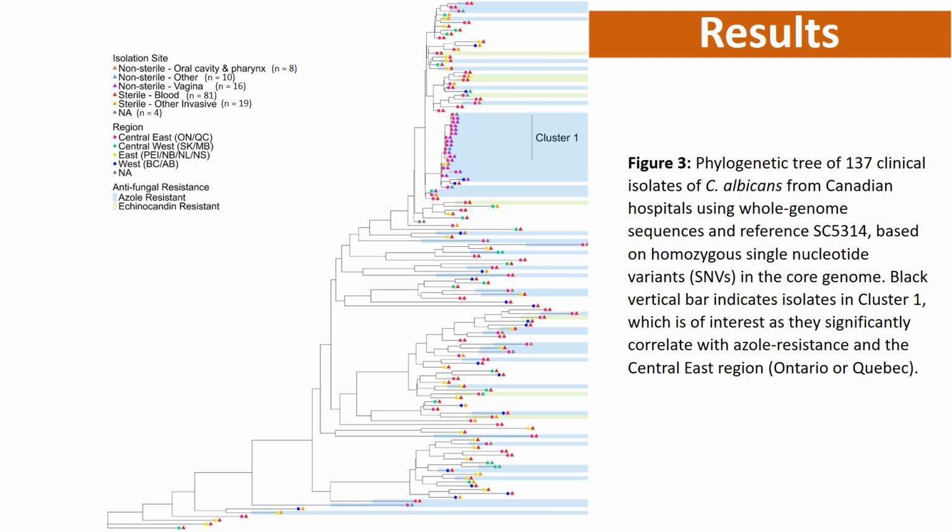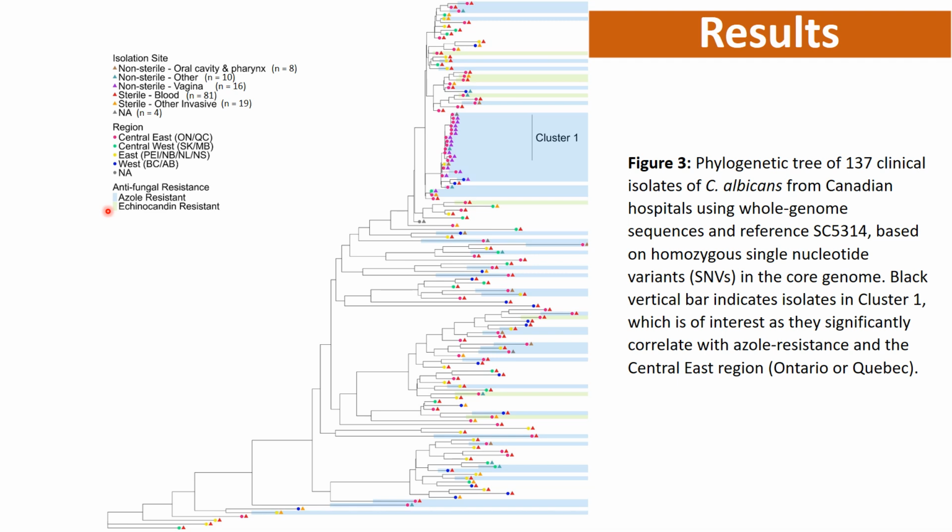This is the phylogenomic tree of the 137 clinical C. albicans isolates from Canadian hospitals. You'll notice that we have the isolation site grouped into broad categories, including non-sterile or sterile. Non-sterile includes oral cavity and pharynx, other, and vagina, and sterile includes blood and other invasive isolates. These are all denoted by triangles, and the regions are denoted by circles and include Central East, Central West, East, and West. If the isolates were azole resistant, they were also highlighted in blue, and if they were echinocandin resistant, they were highlighted in green.